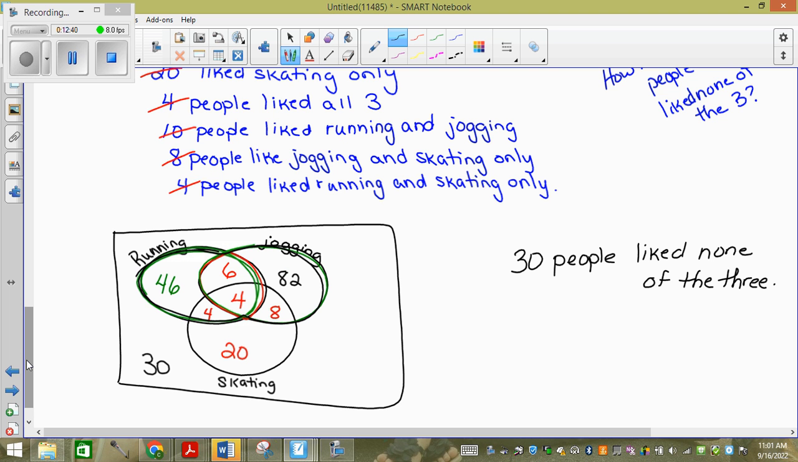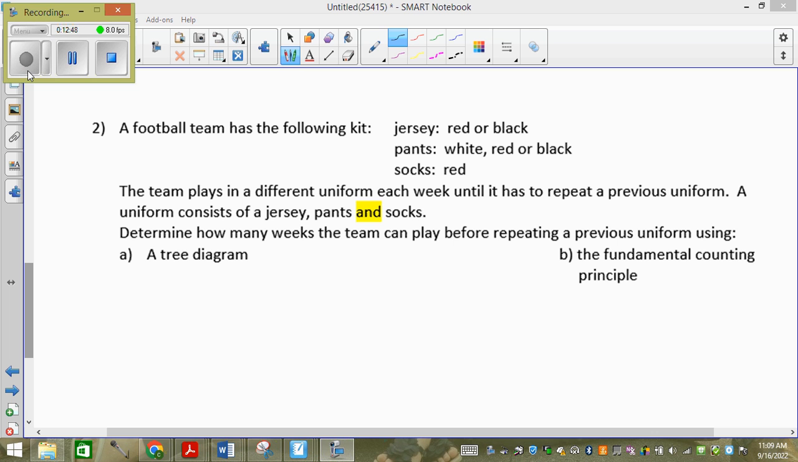Okay, I'm going to get you to flip through your notes from yesterday. We're going to do a tree diagram again today. So here we have the football team has the following kit: a jersey in red or black, pants in white, red, or black, and socks in red. So remember that for your tree diagram, you actually have to fill in along the top the titles. So you're going to have jersey, pants, socks.